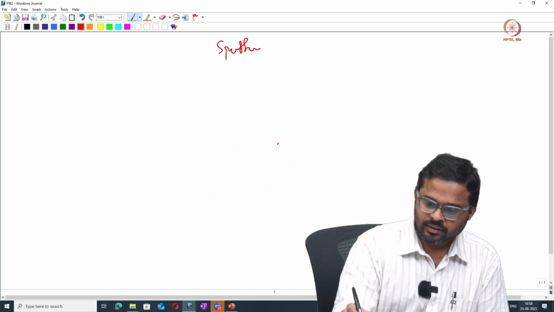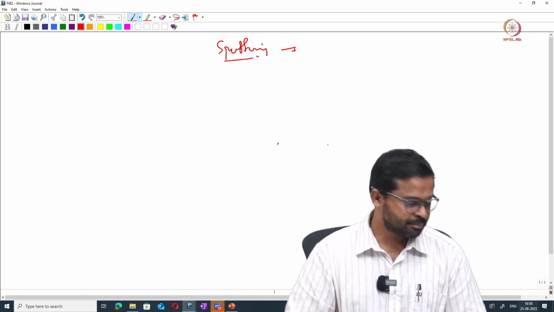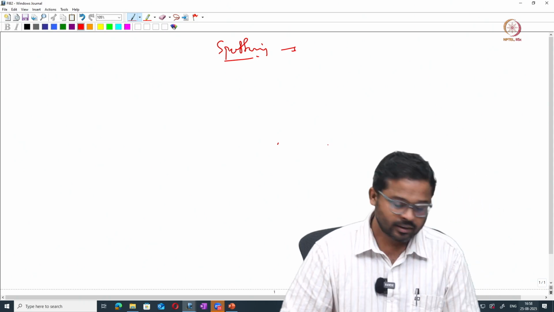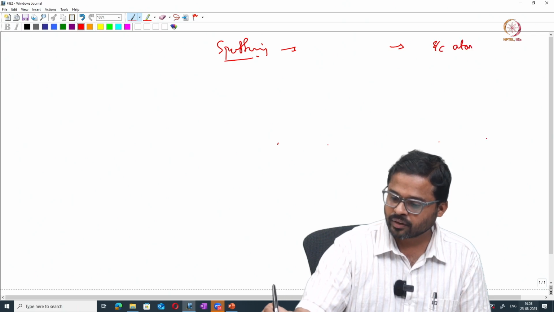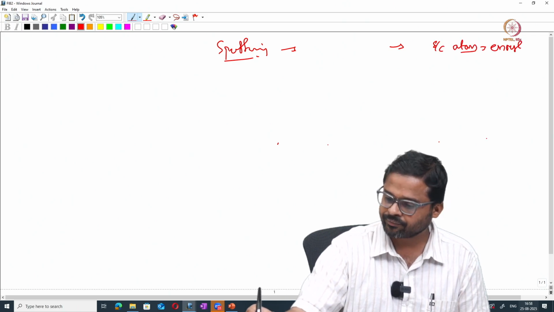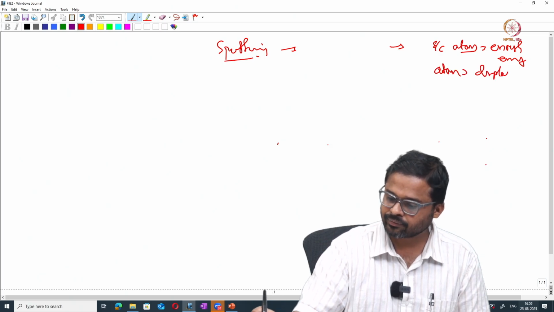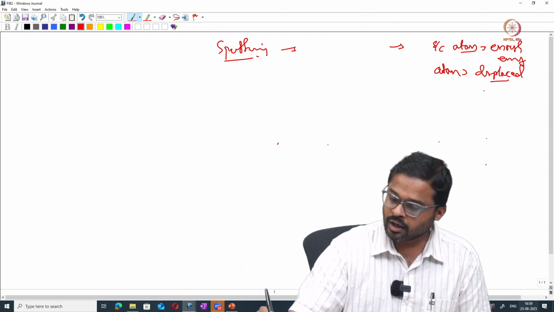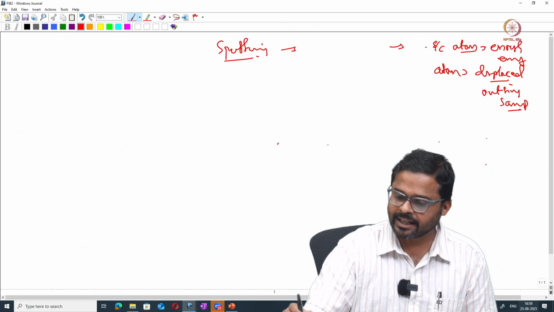So welcome to this class. In the last session we briefly described the sputtering process. We talked about the sputtering process as nothing but a removal of atoms from the surface of the sample, and the condition for that is that these surface atoms have to get enough energy and be displaced outside the sample, and we described this as 4 conditions.